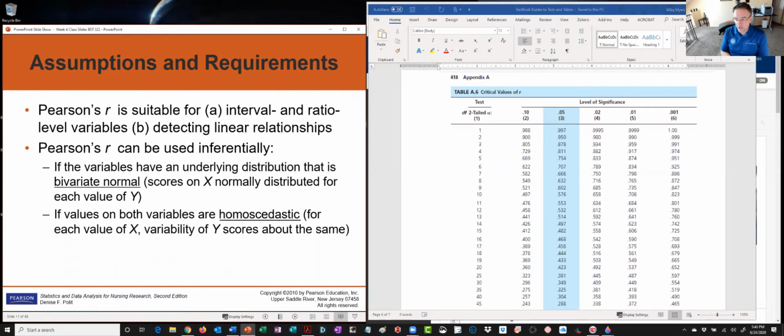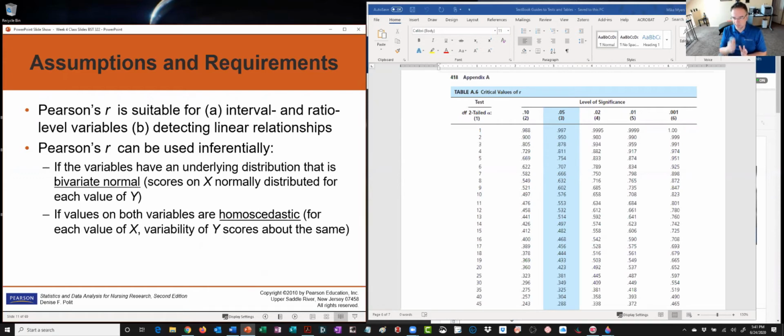We have assumptions, just like with every test, and requirements. For correlation, we're making the assumption that the scores on X are normally distributed for each value of Y as we do a correlation. And we also assume that for both variables, they're homoscedastic: for each value of X, the variability of Y is about the same.